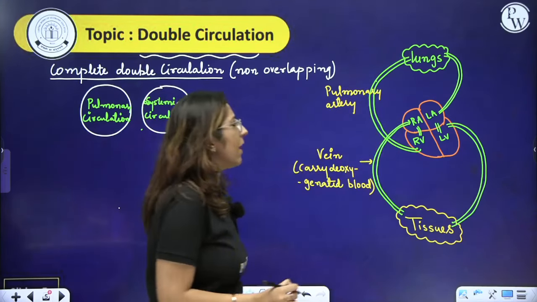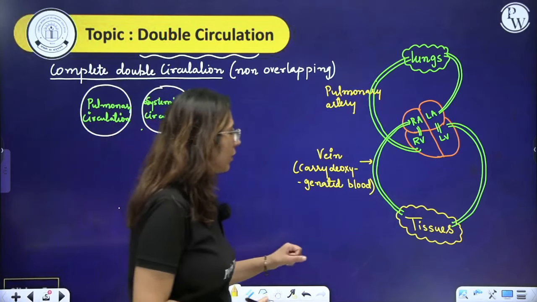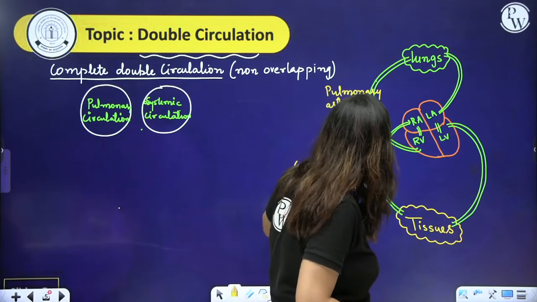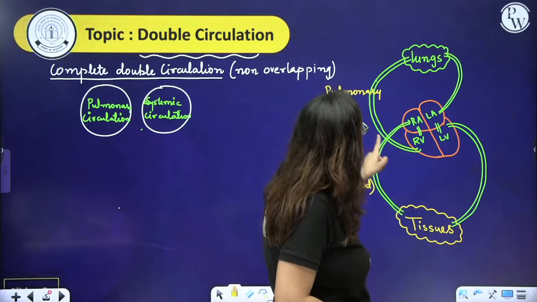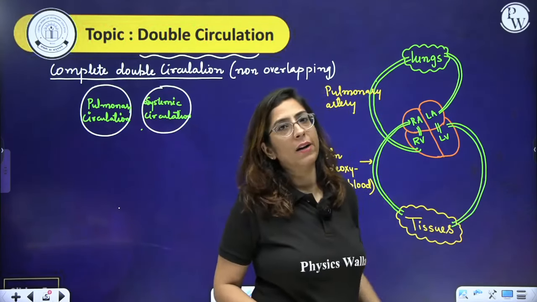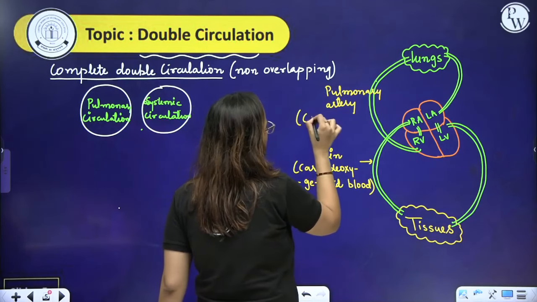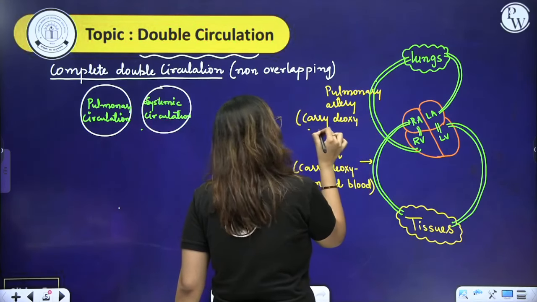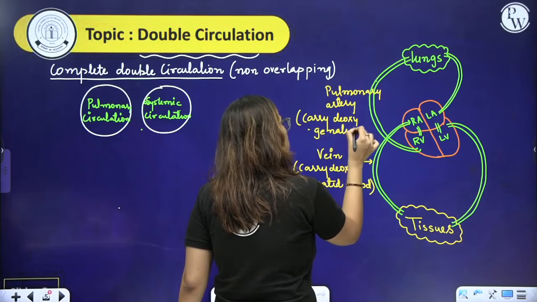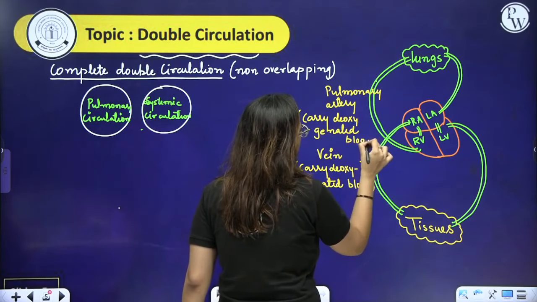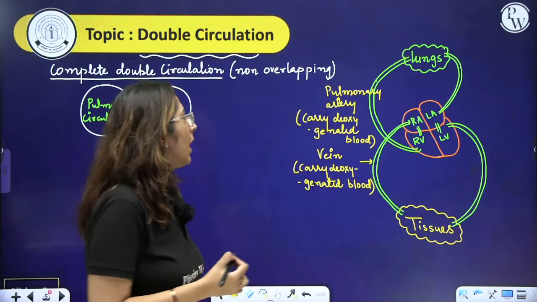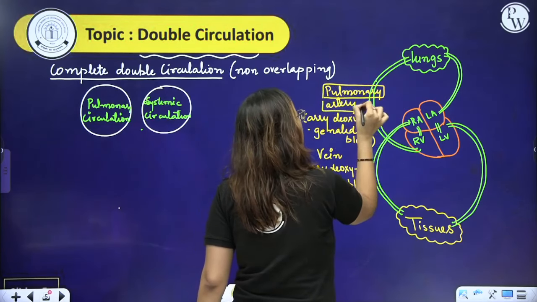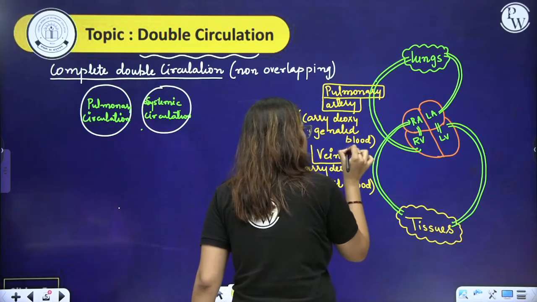I'll tell you the reason why it is termed as pulmonary artery. You should remember, towards the heart, the one which comes is always a vein, and the one which goes out is always an artery. So the name is artery. But this artery carries what? Deoxygenated blood. Clear? Pulmonary artery. This is just a vein.